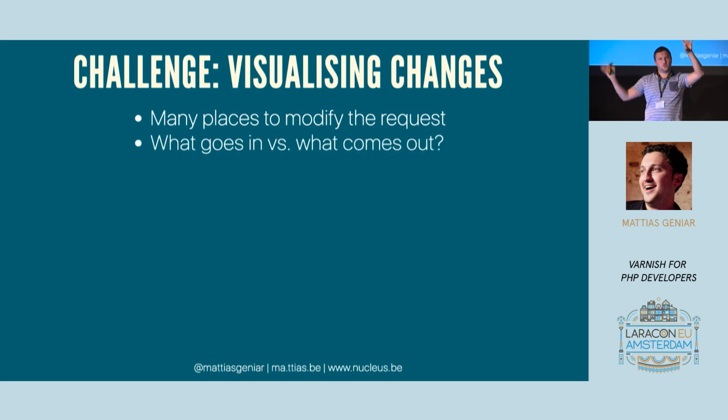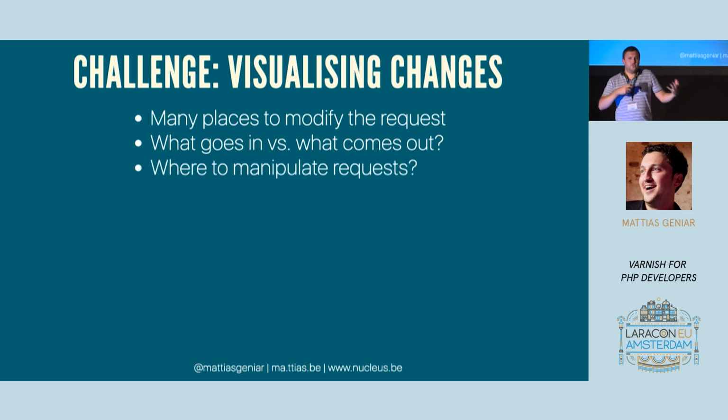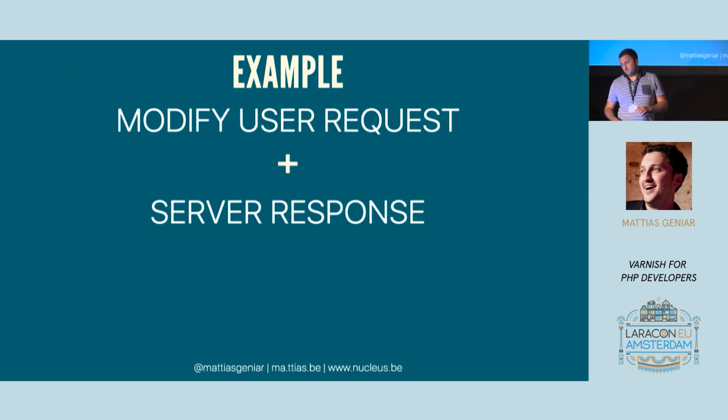What do you put in versus what comes out? How do you visualize that? And if you want to manipulate a request, where do you do so? Do you do it in the receiving end? Do you do it in the backend response? Something in between? So let's look at a concrete example of how Varnish can manipulate a request.